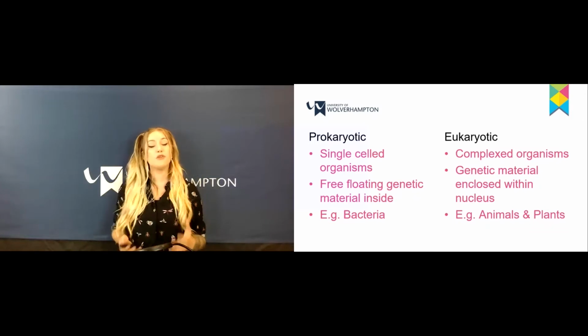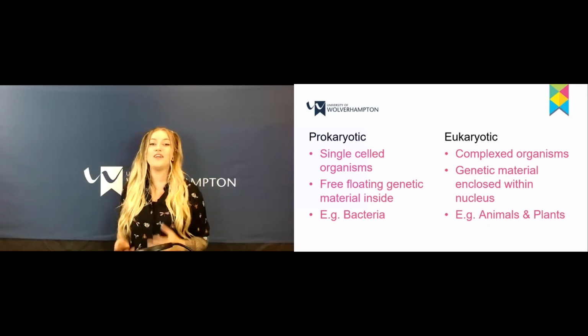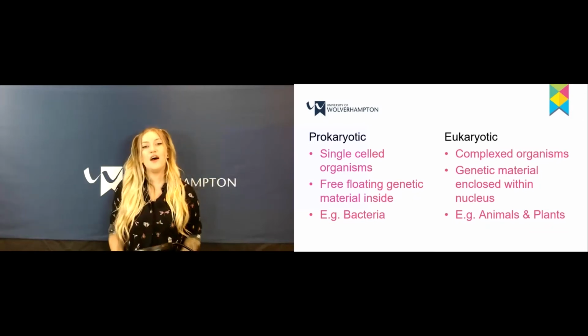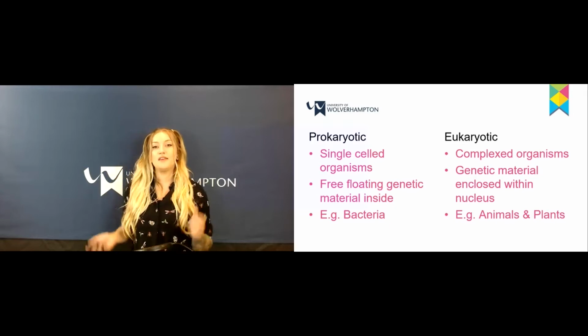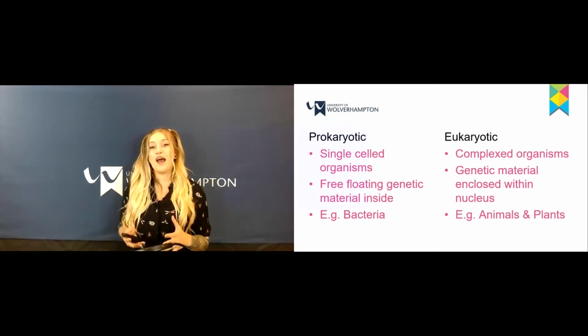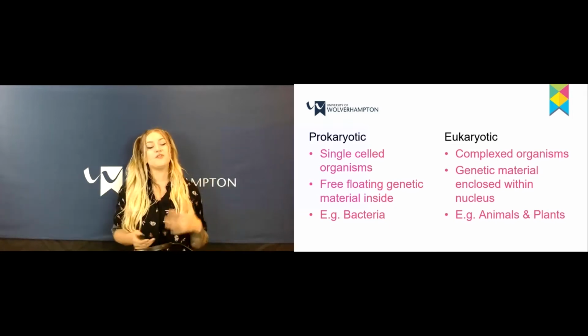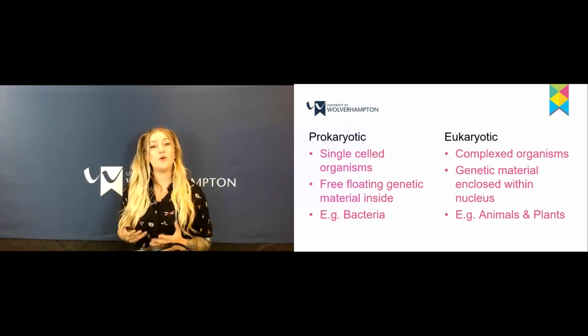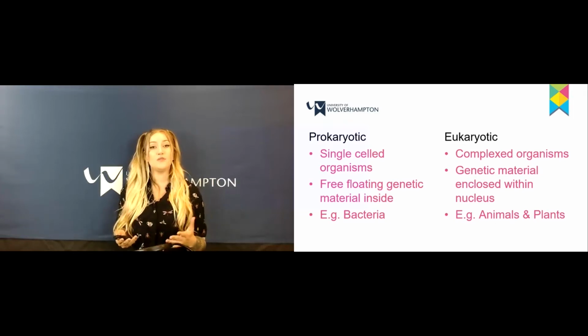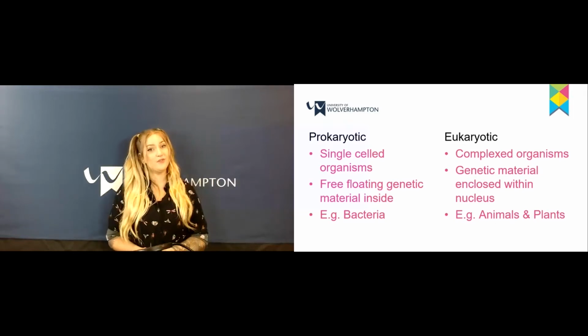You can have prokaryotic cells and eukaryotic cells. Now, prokaryotic cells are our simple, single-celled organisms. They're not as complex as eukaryotic organisms, and they have free-floating genetic material inside of them, so they don't have a nucleus. And these can be seen in organisms such as bacteria.